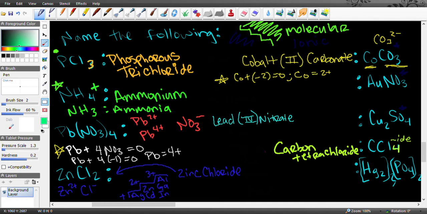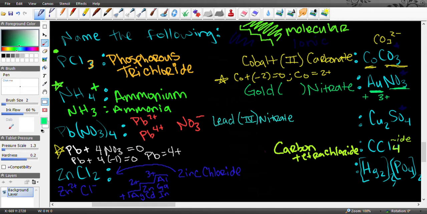Okay, so this, anybody know what that is? Yep, it's gold. So we'll start with gold. And then we've done this a couple times, right? That's nitrate. And gold isn't part of the stepping ladder. Gold can actually form 1 plus and 3 plus for the charges. So it's going to be either gold 1 or gold 3.